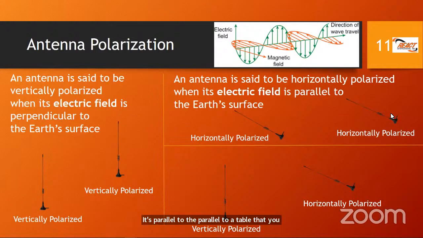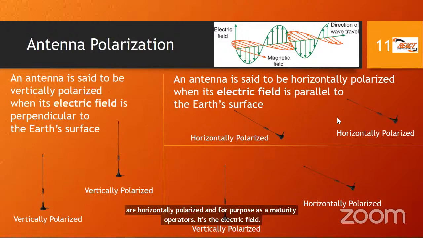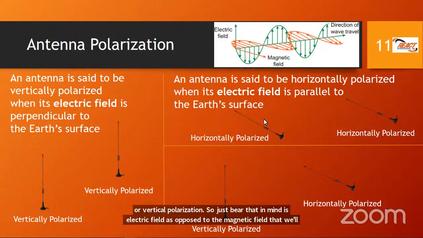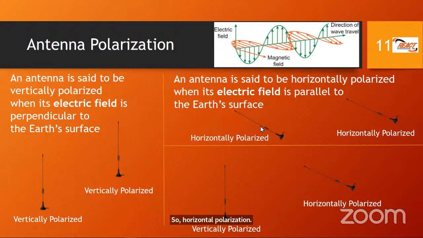So these are horizontally polarized antennas. By us orienting them this way, they are horizontally polarized. And for our purpose as amateur radio operators, it's the electric field of the signal, the radio frequency that will emanate from the antenna or be received by the antenna, that is what we consider when we're talking about horizontal or vertical polarization. So just bear that in mind. It's the electric field as opposed to the magnetic field that we'll be talking about. So horizontal polarization. Notice these two antennas are horizontally polarized, whereas these two here are vertically polarized.